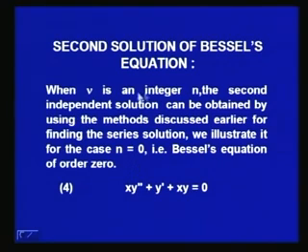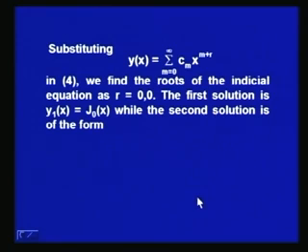Now, when nu is an integer equal to 0, the Bessel's equation of order 0 will be x y double dash plus y dash plus x y equal to 0. You can see from the Bessel's equation, if you put nu equal to 0 there, then it reduces to x y double dash plus y dash plus x y equal to 0. So, x equal to 0 is again a regular singular point here. Let us put y x equal to sigma m equal to 0 to infinity Cm x to the power m plus r, where C naught is not equal to 0.